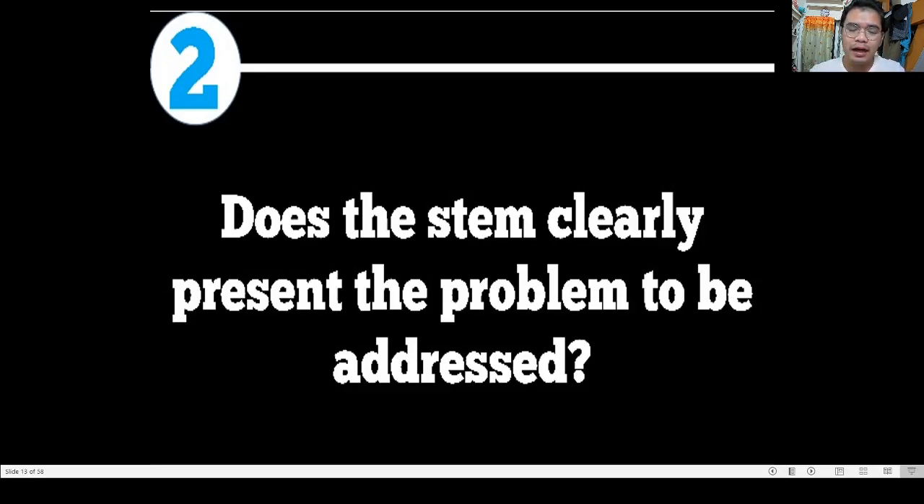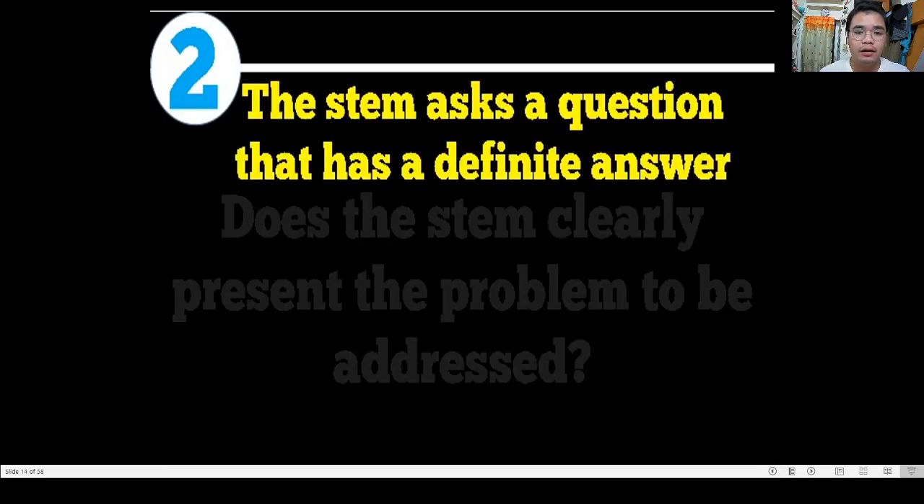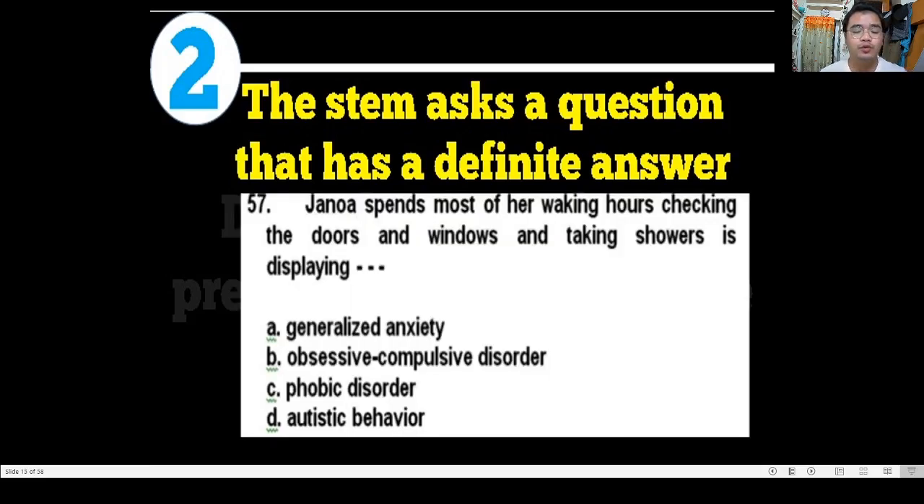So, it could happen na hindi naman alam ng bata kung anong sagot dun sa tinatanong mo, pero dahil hindi maayos yung pagkakagawa mo ng tanong, naapektuhan yung pag-identify ng bata doon sa tamang sagot. So, it is always important that we review our test items if they present the problem that you really want to be addressed. Okay? The stem asks a question that has a definite answer. That is always the case. Okay? For example, this one. This is an item.